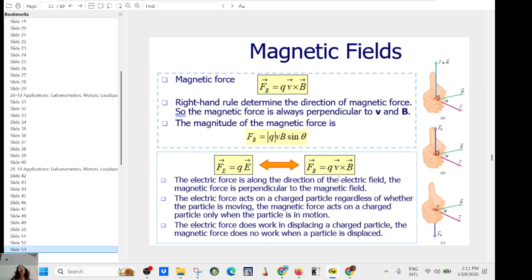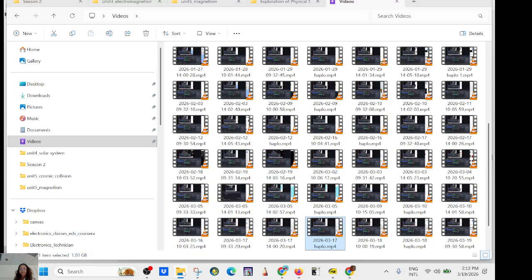The magnetic force here is a deflecting force. So the force is perpendicular to the magnetic field, perpendicular to the velocity. If there is no velocity, there is no force. If the velocity is parallel or anti-parallel to the magnetic field, there is no force. And the force cannot change the speed. Okay, so I just want to make sure you understand that.